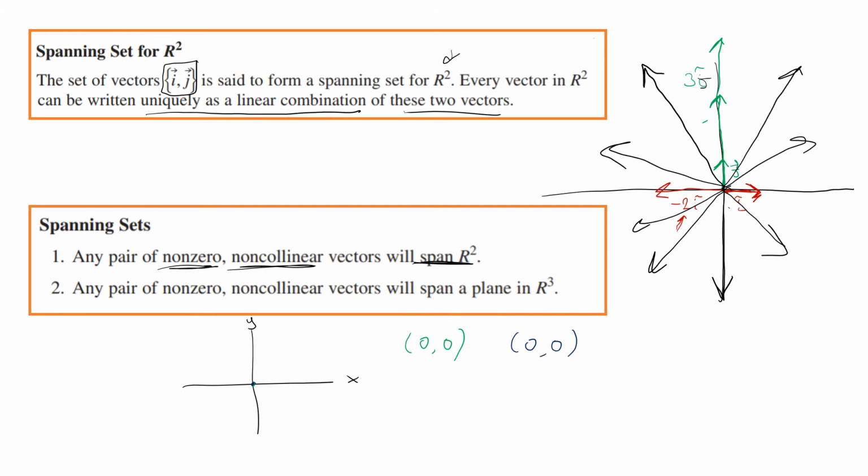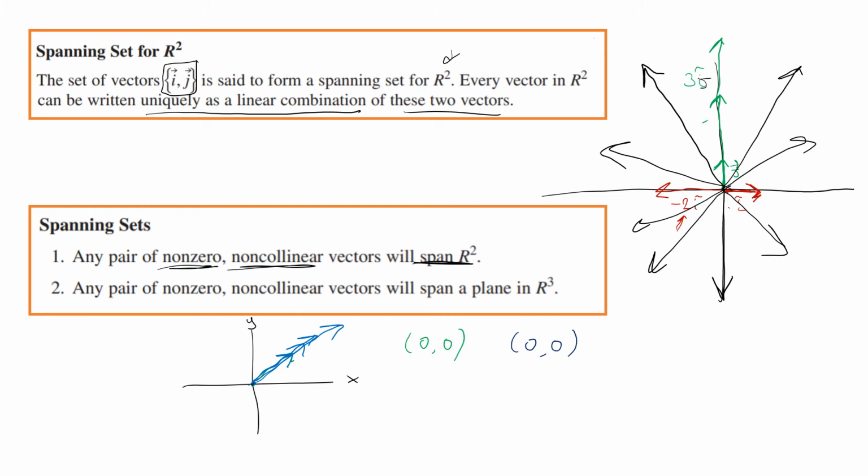Same thing with the non-collinear. So let's say I have a set like this, and the other one is like this, right? Whatever you do, it will just be either over here, either over here, either over here, right? It won't be anywhere else. You're stuck with that collinear vector for R squared.